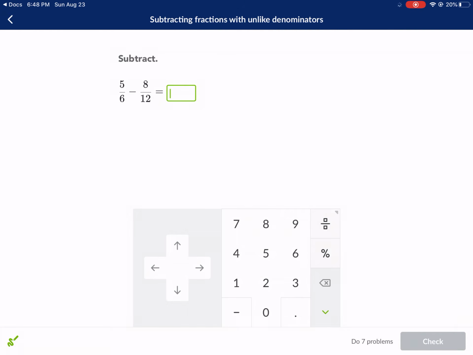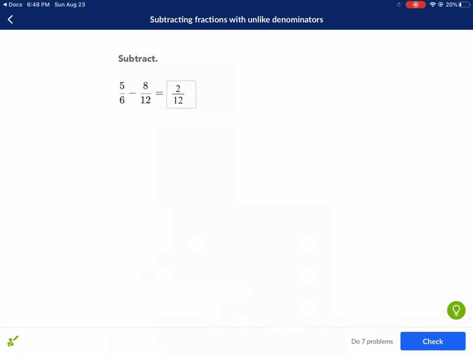Now we can reduce this. I'm not sure if Khan Academy wants us to reduce this, so I'm going to put 2 out of 12. Whoops, not 22. Oh boy, what is it doing? So that's 12. There we go, and we're going to check that. And we're good to go. Okay, we didn't need to reduce it.